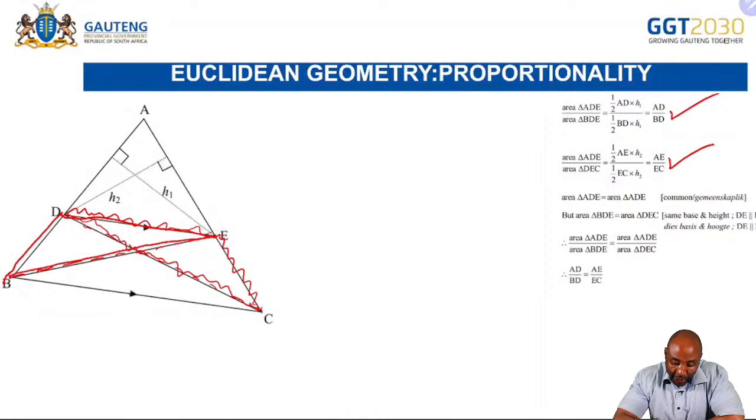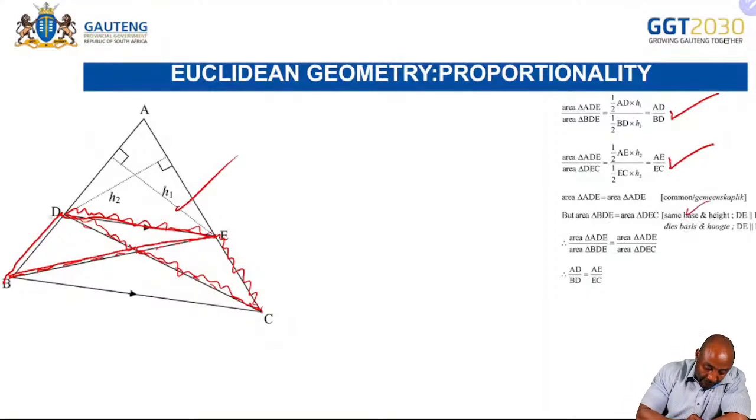The area of triangle ADE, ADE is a common triangle, it is going to be the same. So remember, for construction, we had 1 mark. We have that one. And then the area of triangle BDE and triangle DEC, they are having the same base, which is our DE.